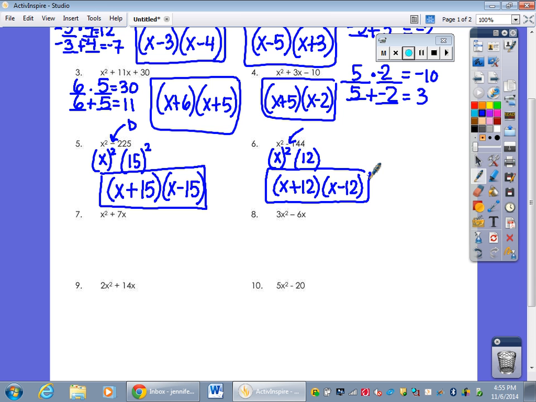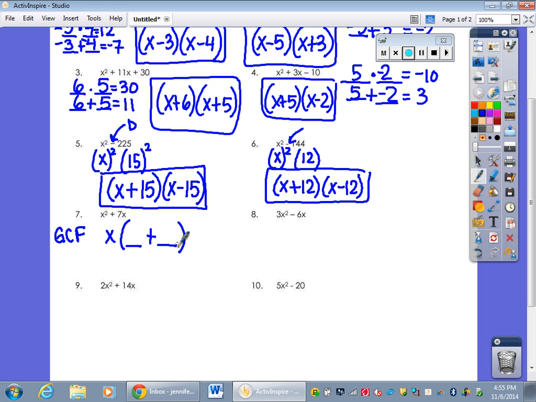All right, and in 7 through 10, we have only two terms. It's not a difference of two perfect squares like number 5 and 6, and it's not a trinomial like numbers 1 through 4. So in this one, you have to factor out the greatest common factor. So you're looking between the two of them to see what they have in common, which is an x. That goes on the outside, and then you're basically doing the distributive property backwards.